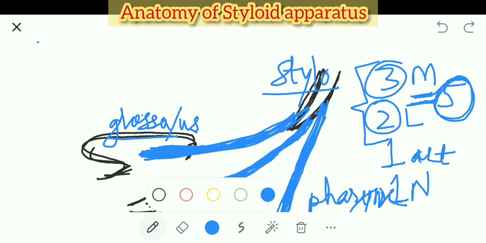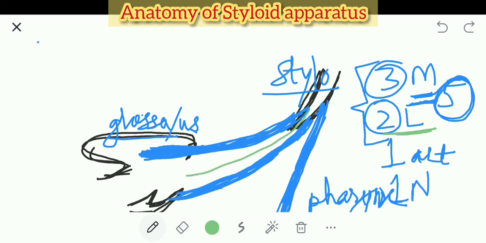So you understood. Now there are two ligaments. Stylomandibular. It goes to the mandible. Now we cannot show the mandible here. We have a beautiful diagram. Stylomandibular. The mandible is somewhere here only, no? Above the hyoid, you have the mandible like this. So, stylomandibular.